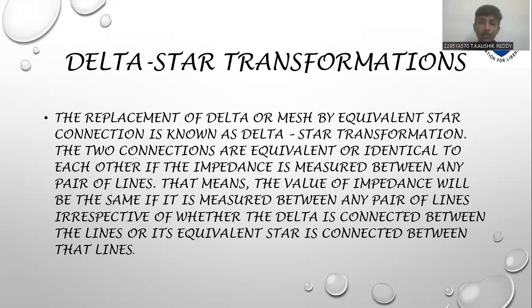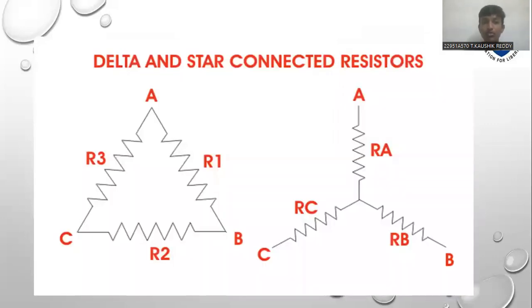If the impedance is measured between any pair of lines, the value of impedance will be the same, irrespective of whether the delta is connected between the lines or its equivalent star is connected between the lines. So these are delta and star connected resistors. Here are three resistors between three points A, B, C: R1, R2, R3. On the left side is the delta resistance, and on the right is the star resistance.